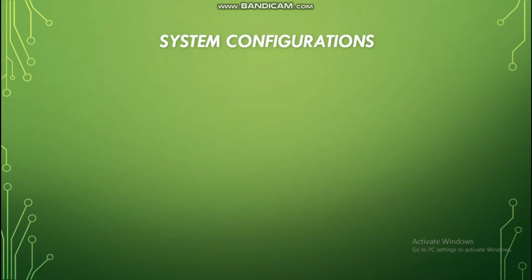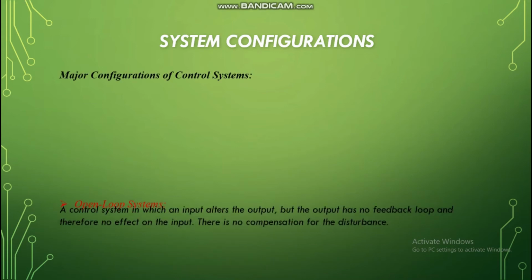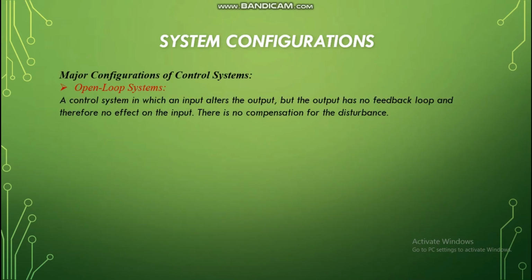Let's have a look at the two major configurations of a control system. Starting with the open loop system, a control system in which an input alters the output, but the output has no feedback loop and there is no effect on the input. There is no compensation for disturbance.